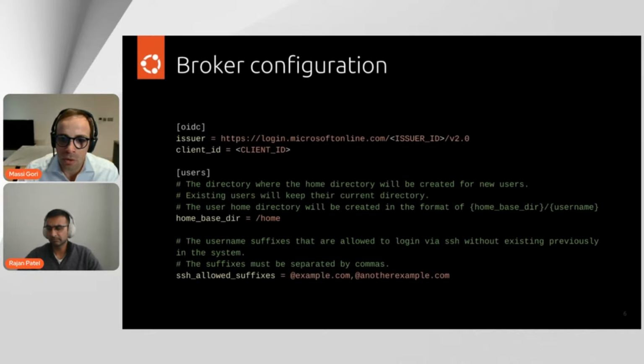configuration file. So in the first section, you actually see the field for the issuer and the client ID. These files will have a slightly different formatting depending on the specific identity provider, and the file that you're seeing here is the one for Entra ID. You can specify the home base directory, and so you can also create a dynamic path, and this will be different for each one of the users. And you can also specify a set of allowed SSH suffixes. So in this case, the example.com that you see here.